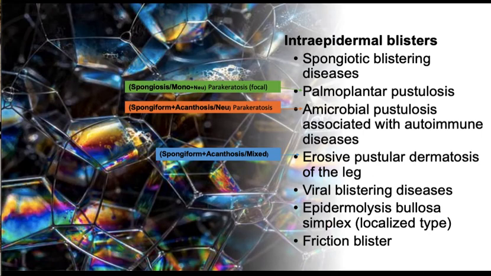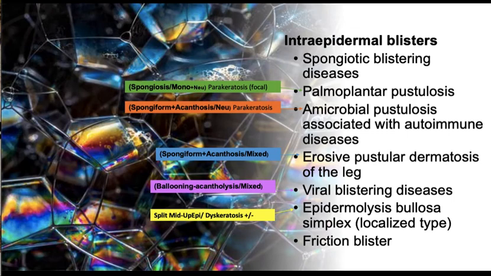The viral blistering diseases are unique because of the ballooning degeneration, and I'll show you a few examples of that, in addition to the acantholysis, and usually the cell type in those groups is mixed. Epidermolysis bullosa, the localized or simplex type, usually shows a split in the mid or upper epidermis, and the unique feature here is the dyskeratosis, but it's not always present; sometimes it is, which would be helpful.